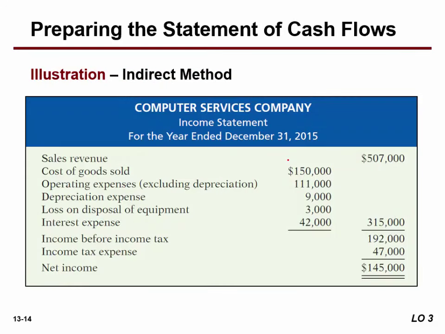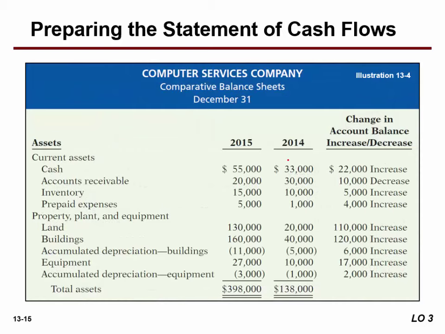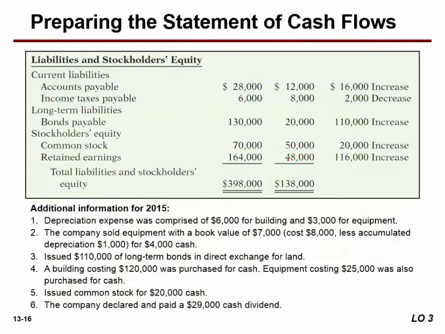Okay, just to see how this statement of cash flows looks, is this our net income number? Is this our net income number? And just like we did in a sloppy manner, mind you, we sit here and analyze the balance sheet, looking to see how all the different things change for the period. We do it for our assets. We do it for our liabilities, don't we? And then they give us some additional information, like what the depreciation expense was, et cetera.